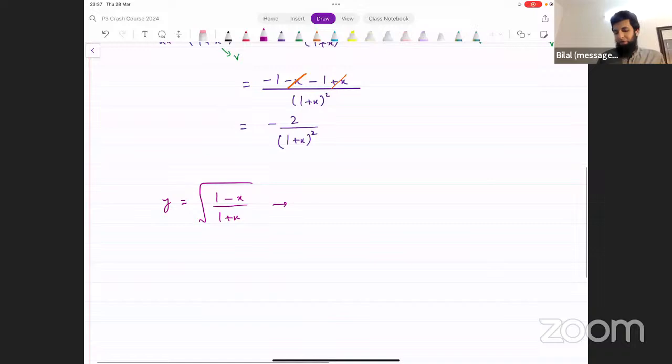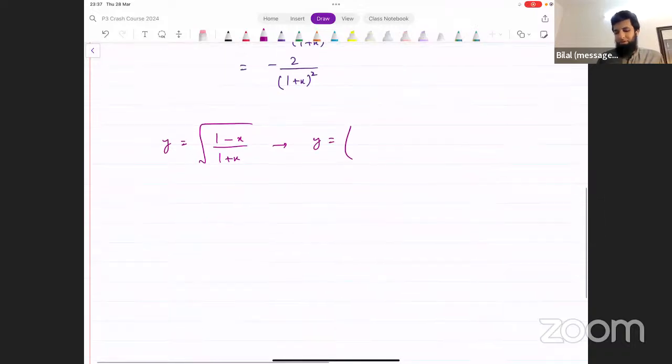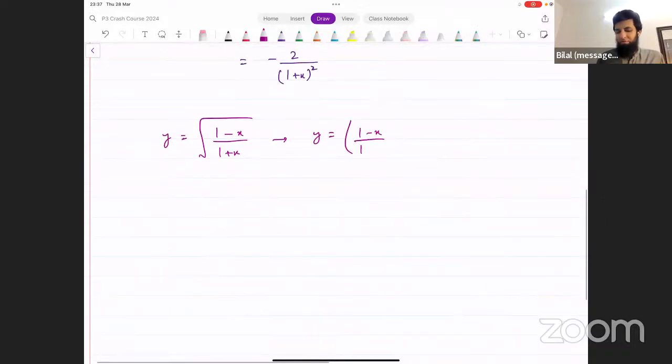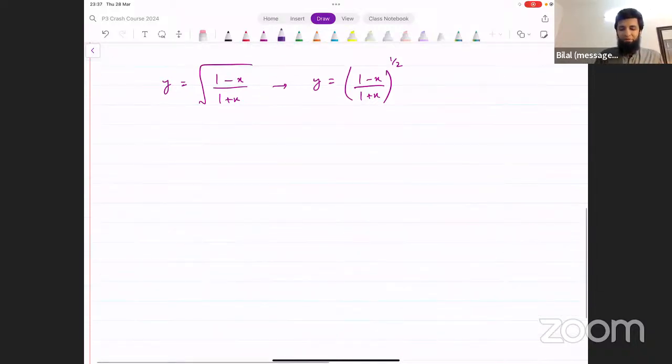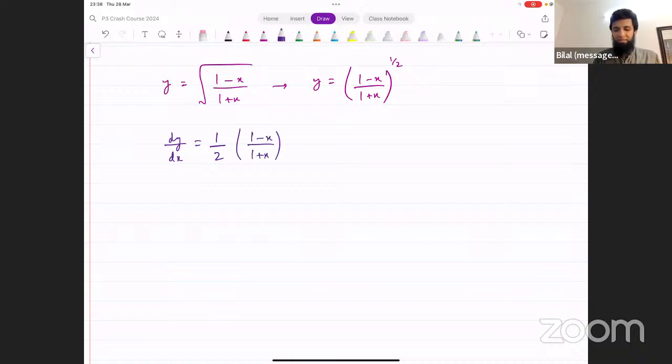We could write this in power form so that it becomes 1 minus x over 1 plus x whole raised to power 1 over 2, right? In order to differentiate it, we first write it in power form. And now, how do you differentiate this function? It's the power function. We have to apply the power rule on this. dy over dx. Multiply by the power. Subtract 1 from the power. So 1 minus x over 1 plus x.